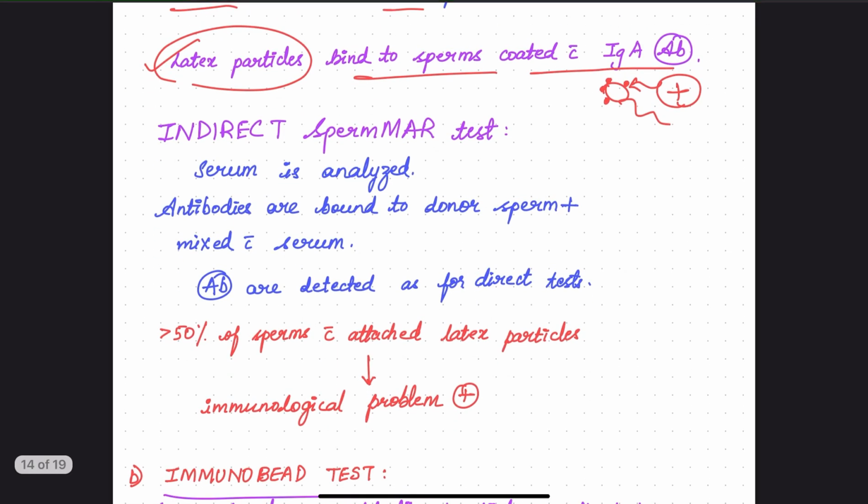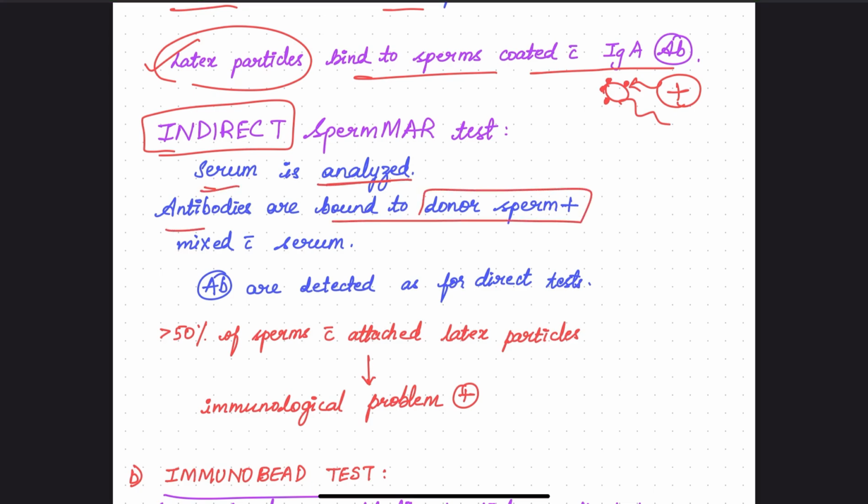In indirect test, indirect means you do not take the semen with the antibody as such. Serum is analyzed here. Antibodies are bound to the donor sperm. You take a donor sample, antibodies attached to the donor sperms, and this is mixed with the serum. Now you check for the antibodies, like as you perform for direct test. You add the immunoglobulins, latex also.